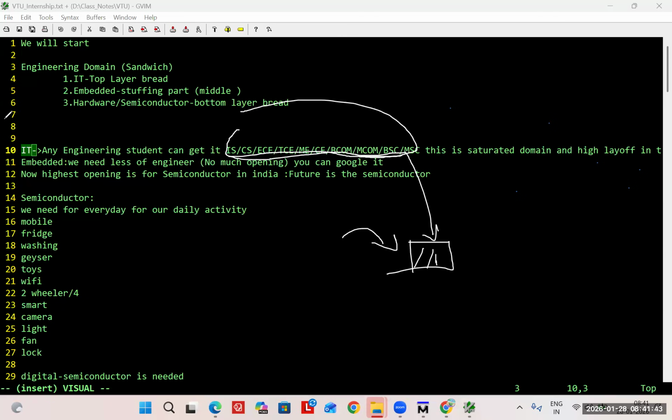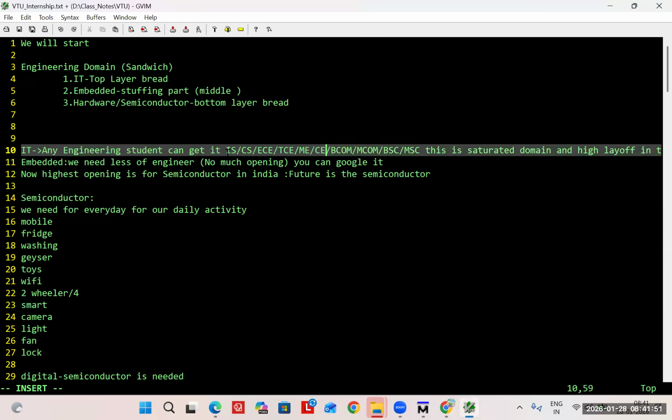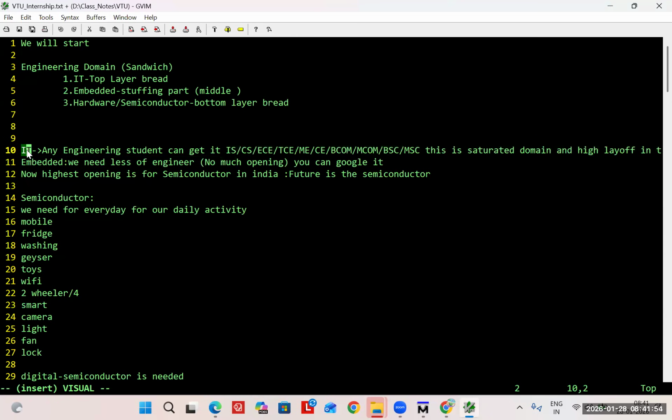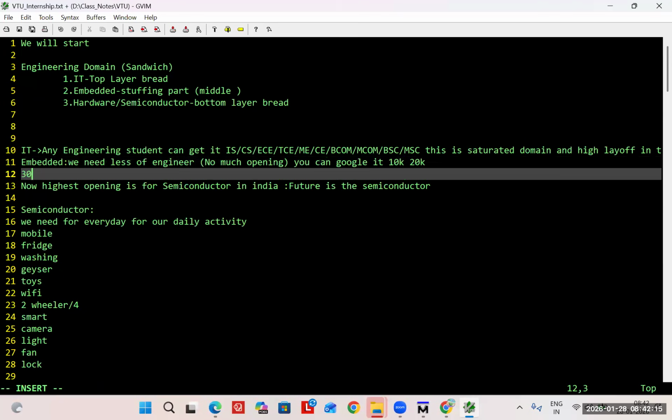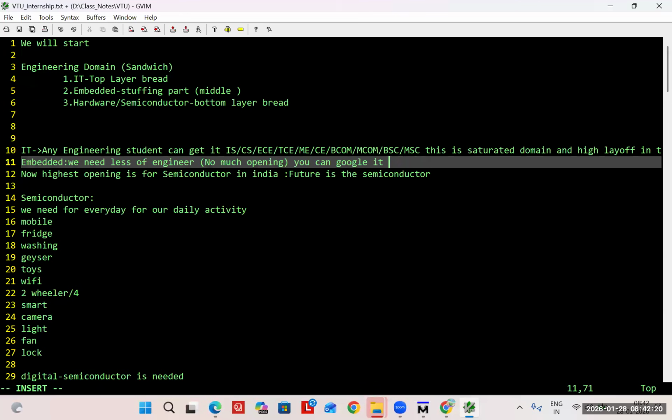Supply is more, demand is less, so payment will normally be less and growth will be less. On top of it, the field is totally saturated, with a huge number of people, beyond imagination. That is the reason high layoffs are happening. You know layoff: 10,000, 20,000, 30,000 people removed in one shot.